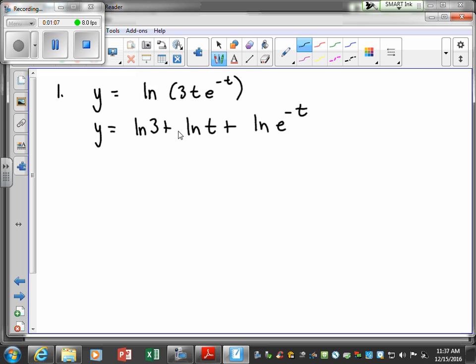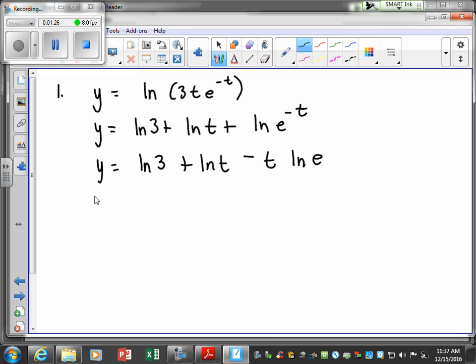Alright, can I go ahead and use this as well? So one more step, let's use that power rule. So natural log of 3, you can do these all at one time next time if you'd like, but plus natural log of t minus t natural log of e.